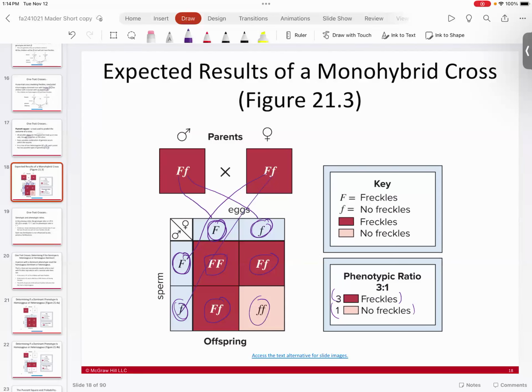Now notice, these are the possible outcomes. It doesn't necessarily mean that you're going to have them. It just means these are the possible outcomes for each child. So if this couple had 4 children, it doesn't mean they're going to have 3 freckled and 1 non-freckled. It just means that each child has a 3-to-1 chance of being freckled.